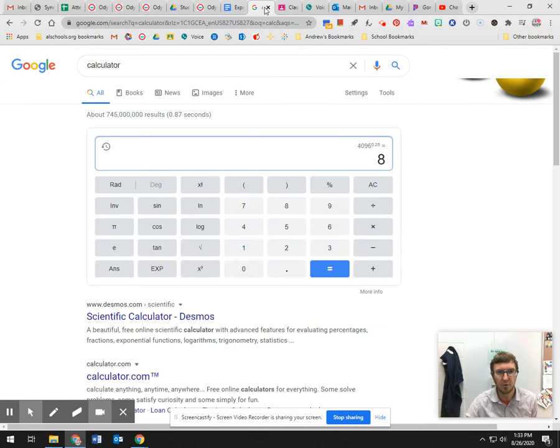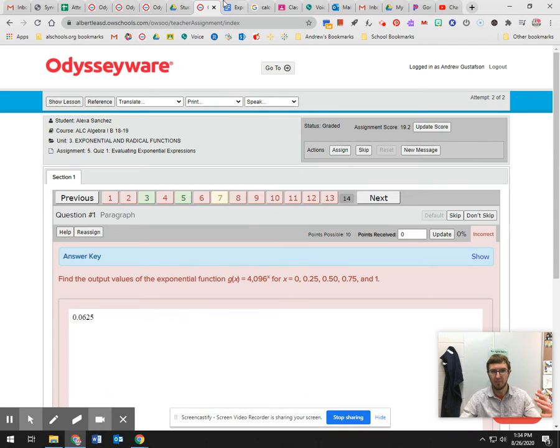Otherwise, Google it. I just Googled calculator, and this popped up right here. And so I've been typing it, but if I were going to put it in, 4,096, right here, there's that x to the y, 0.25, and there we go, equals 8. So that's where you get your exponent power there. And you're going to do that over and over and over again. So you're going to end up with 5 answers for that one.